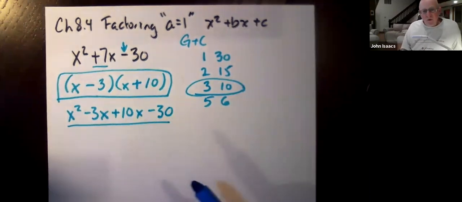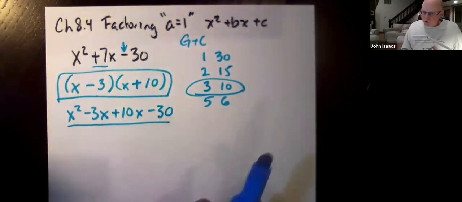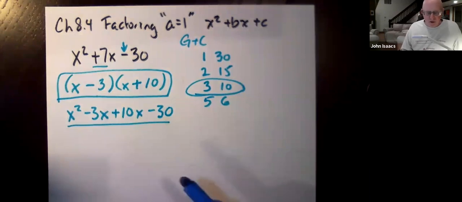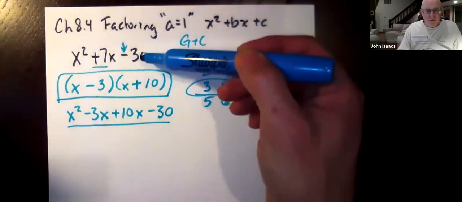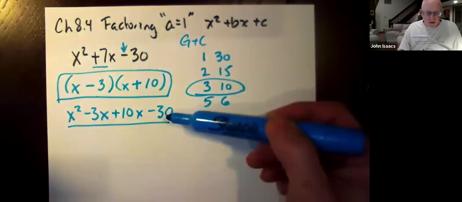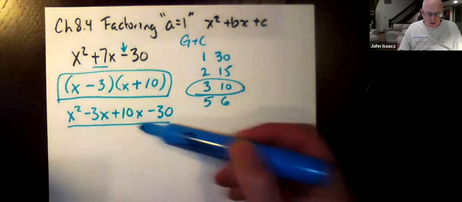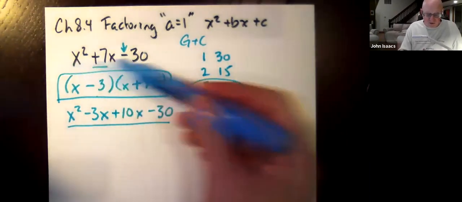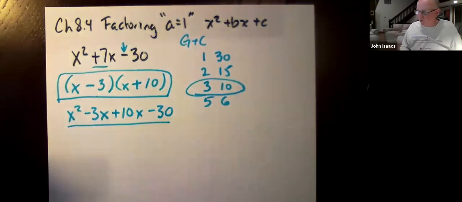Another method that we're going to talk about, I'll do this in the next video, is called splitting the middle term. That would be to go from x squared plus 7x minus 30 to x squared minus 3x plus 10x minus 30. This is exactly the same as this, and then doing something with this. I'll show you what to do with that on the next video.